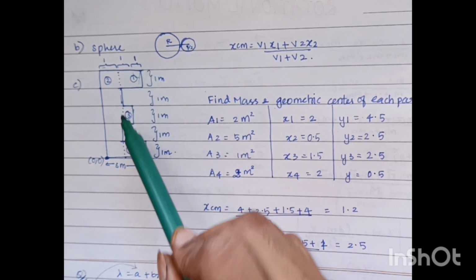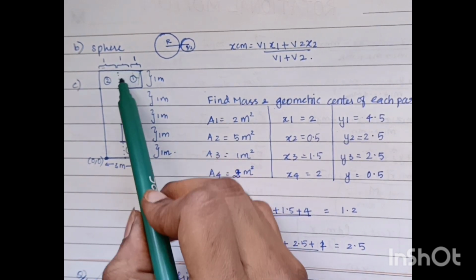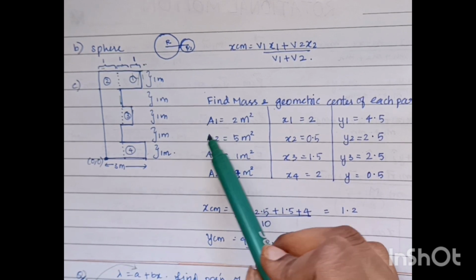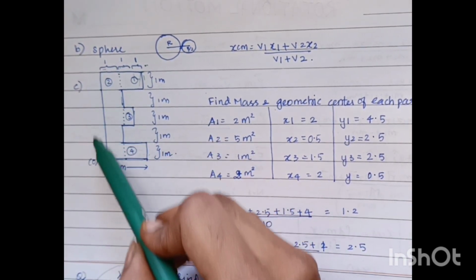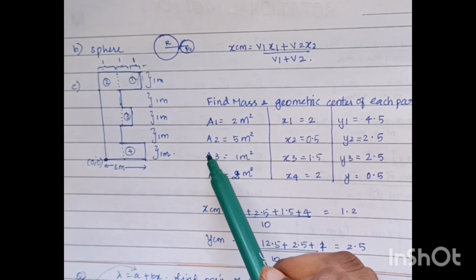So the first one, a1 is equal to 2 meters square. Why is it 2 meters square? Because this length is 2 and this length is 1, so 2 into 1. What is the area of the second one? This length is 5 and this length is 1, so 5 into 1.